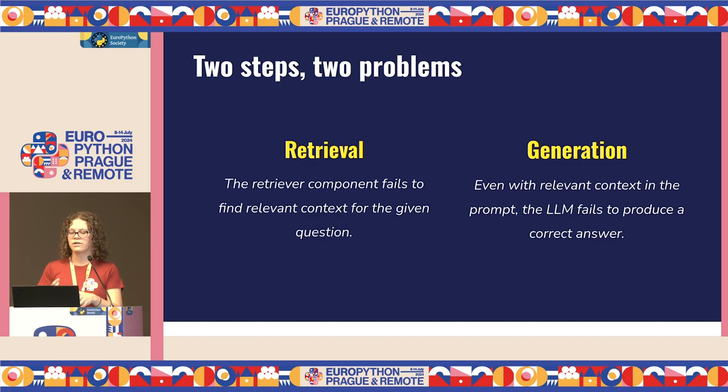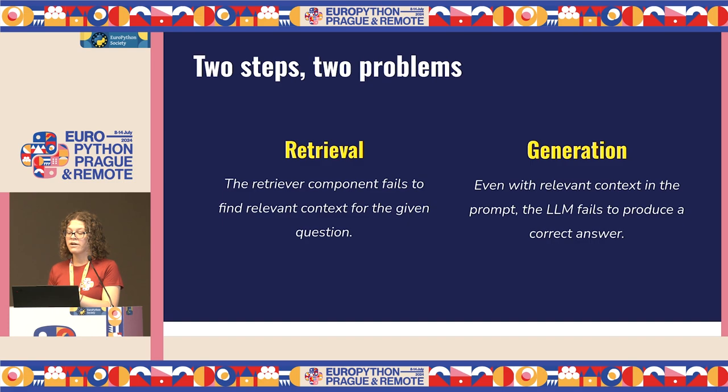A retrieval failure is when the retriever component, whatever it is, fails to find the relevant context that you needed to answer the question. So the retriever returns some data that doesn't really help answer the question, so the LLM really doesn't know what to do with it and most likely returns a weird answer.